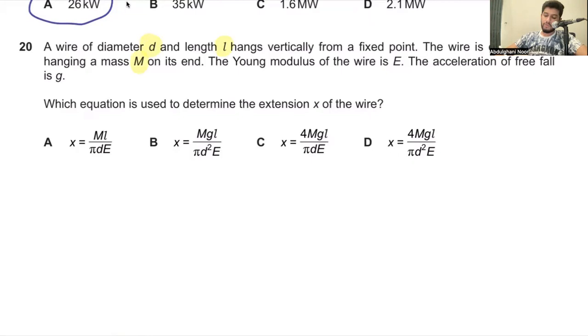The Young modulus of the wire is E. The acceleration of free fall is g. Which equation is used to determine the extension x of the wire? Extension x of the wire.